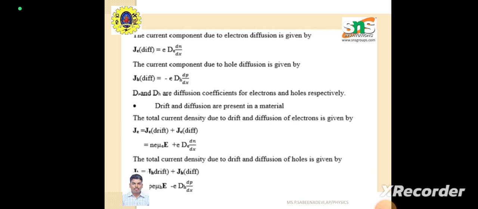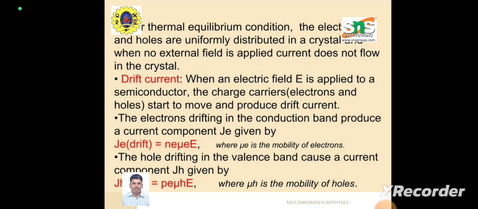So the different diffusion currents are present in the material, based on the electrons and holes respectively. The diffusion current densities of electrons and holes are given by two different formulas, which will be used for finding the diffusion process.